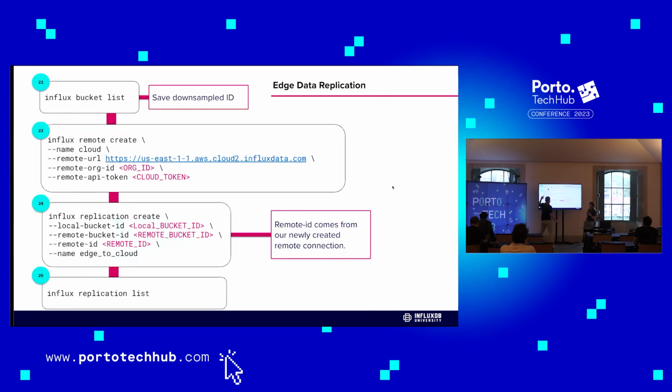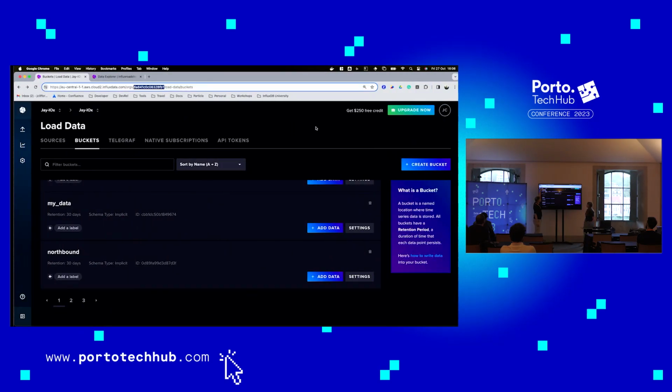Yeah. So, influx remote create. This is essentially where we're creating our connection details for our cloud instance. If you jump back into our cloud zone, our remote URL comes from here. We also need our remote org ID. This is our cloud instance that we're connecting to. As you can see, directly after orgs, this is our remote org ID here. It's basically just our cloud org ID.